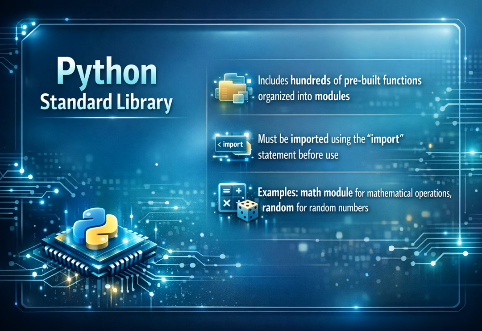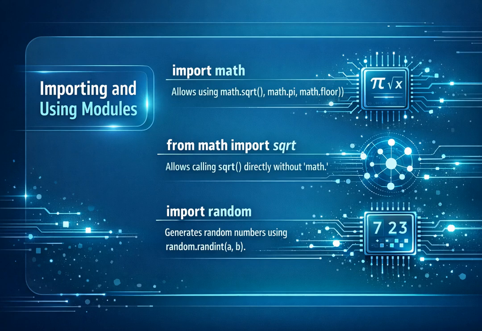Python comes with a rich standard library containing hundreds of pre-built functions organized into modules. To use them, you first import the module. For example, writing import math gives you access to mathematical functions like square root, power, floor, ceiling, and constants like pi. There are two ways to import.